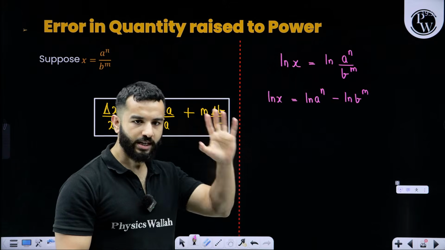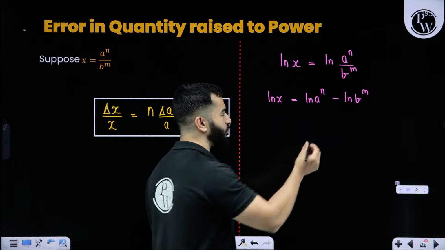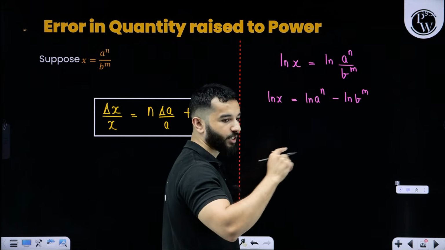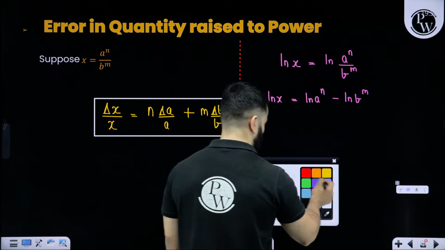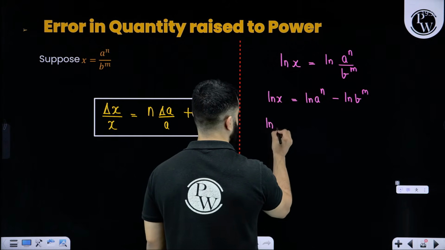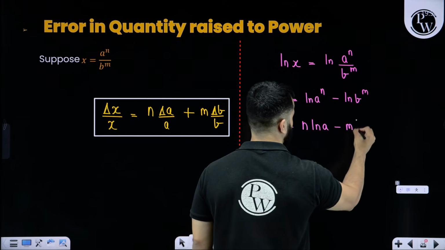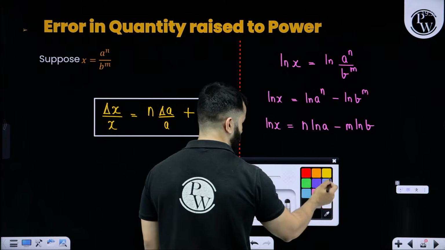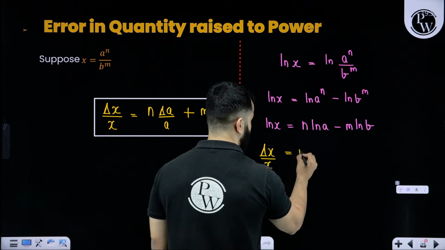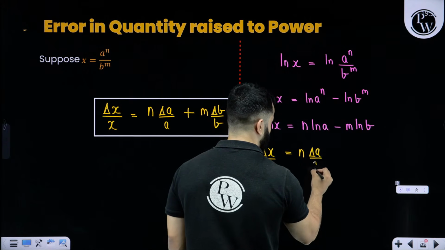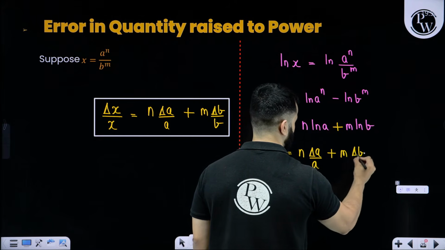Correct, simple log, then we have to differentiate it. Got it? But there is one change. Whenever you come across this negative sign, change it to a positive sign. Why? Because we want to find the maximum possible error. Done. So moving on, this will become natural log x is equal to n times natural log a minus m times natural log b. After this step, when you differentiate it, this will become delta x upon x equals n times delta a upon a, and changing this negative to a positive sign, m times delta b upon b.